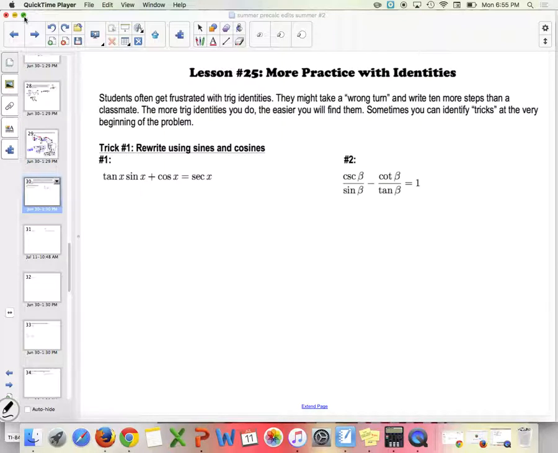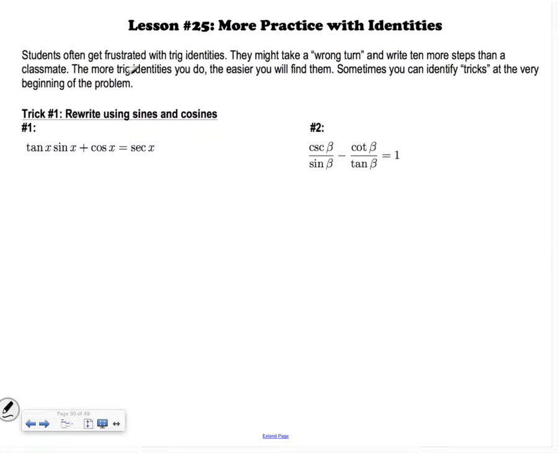All right, lesson 25 is on more practice with identities. Last year I only did one video for this, and I felt like my students did not really have a grasp on identities. Although they won't be super important in Calc 1, they will be pretty important if you take Calc BC. Since many of you are taking pre-calc to get ahead, we wanted to make sure that we really do these well.